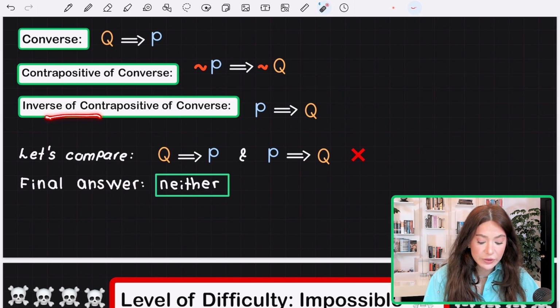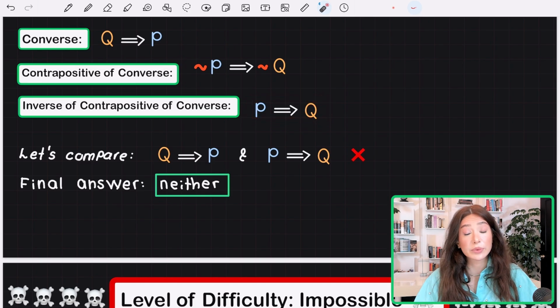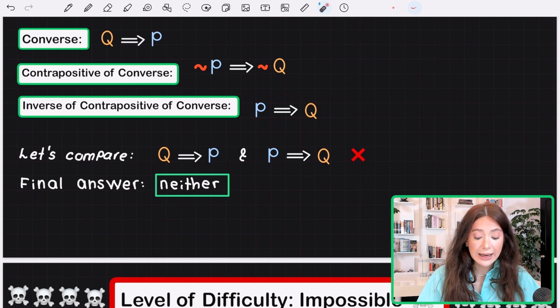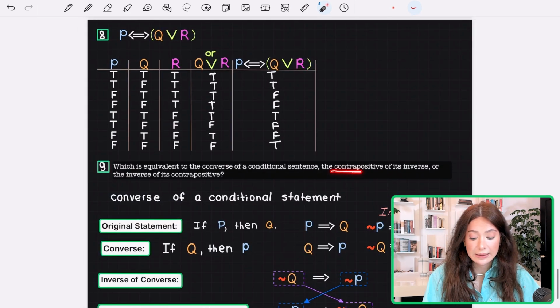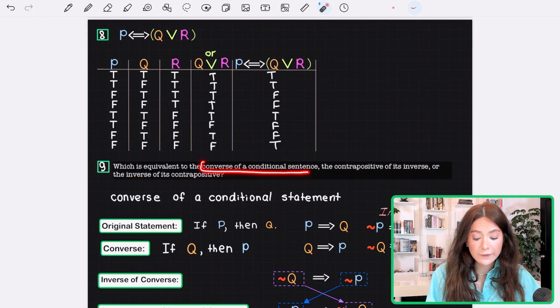Now the inverse. How do you generate the inverse? Well, you put negations in front and they cancel. So you got the original statement back again. And how does that compare to the converse? It's not the same. It's not logically equivalent. So you say final answer, neither of the two options they gave you is the same as the converse of a conditional sentence. And that's it.